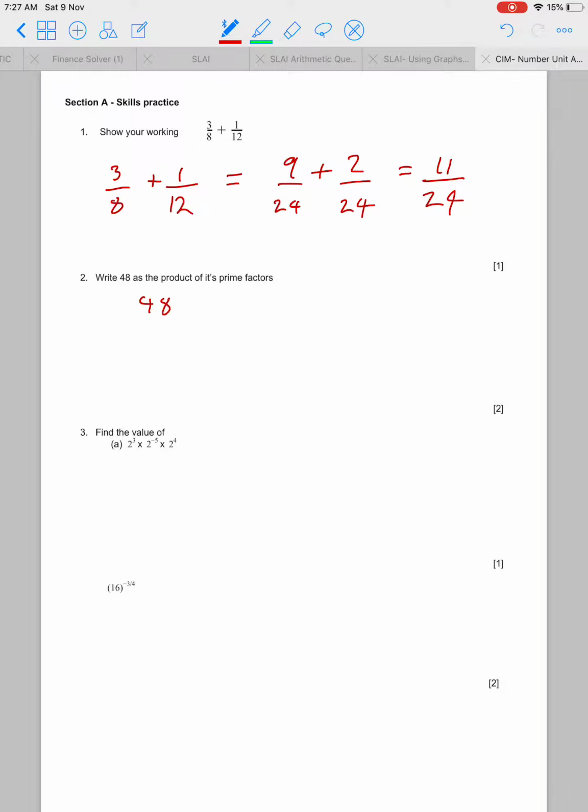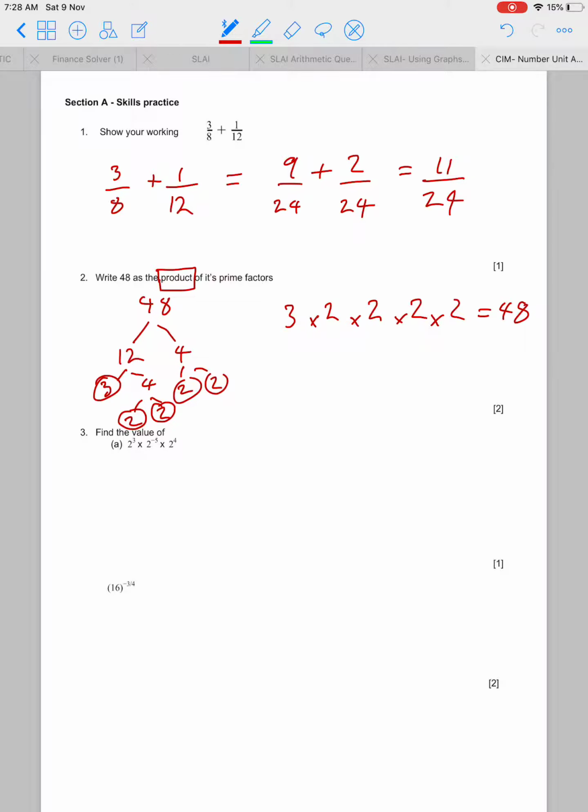This was done well, but people forgot to actually finish off 12 times 4, 3 times 4, 2 times 2. As soon as you get to a prime factor, give it a circle, 2 times 2. And now the key thing here is the product. Product is multiplication. So we need to see this in the answer, multiplication. So it's 3 times 2, 2, 2, 2 equals 48. And if you want to, you can actually take that as 3 times 2 to the 4 equals 48. Okay, you can write it with exponents as well.